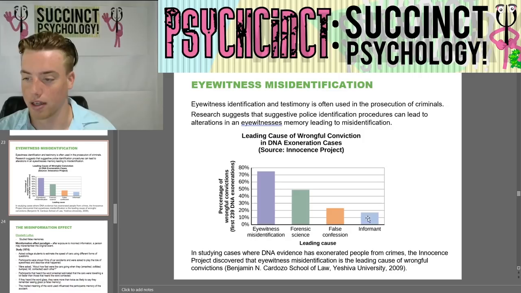In studying cases where DNA evidence has exonerated people from crimes, the Innocence Project discovered that eyewitness misidentification is the leading cause of wrongful convictions, which obviously you don't want. It's not good for anybody.